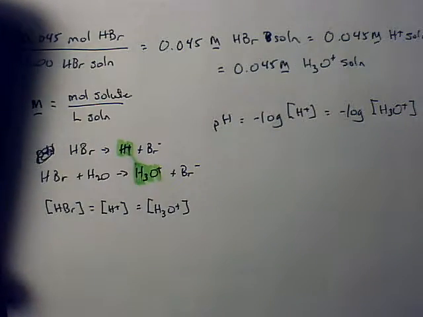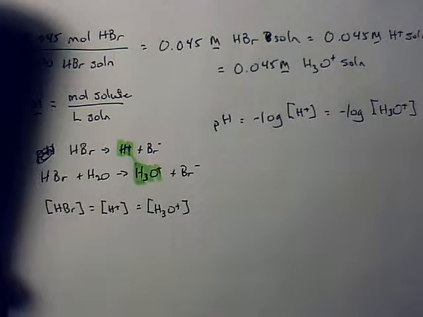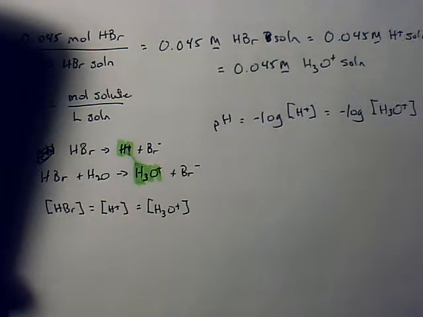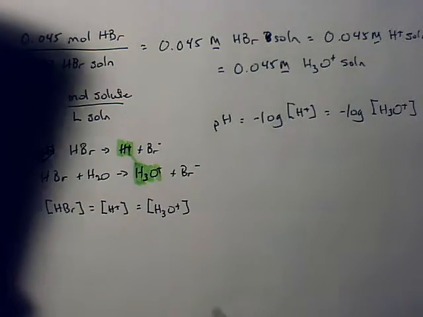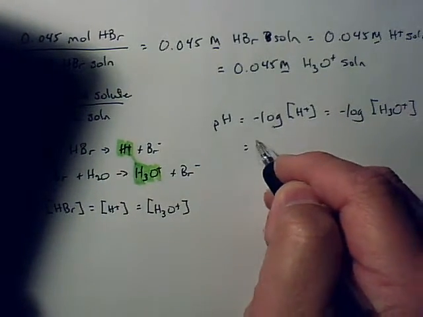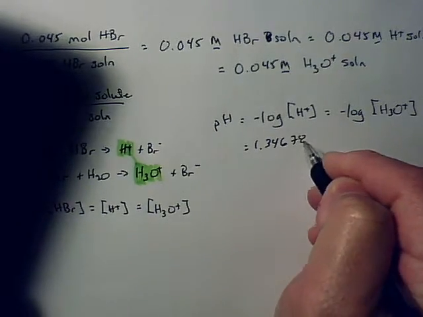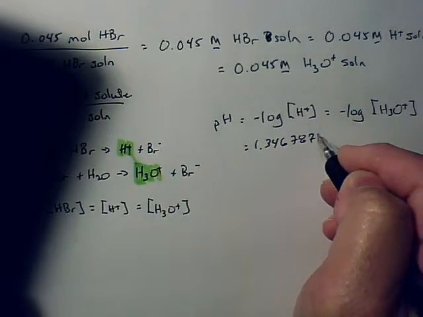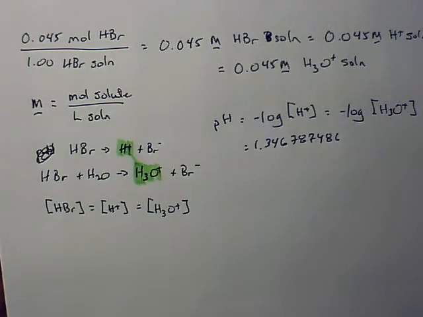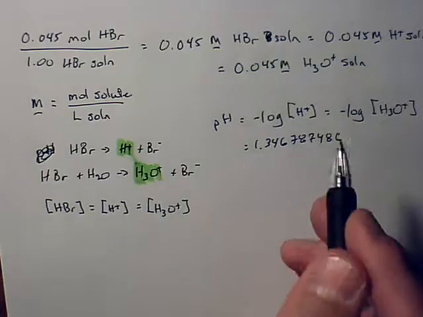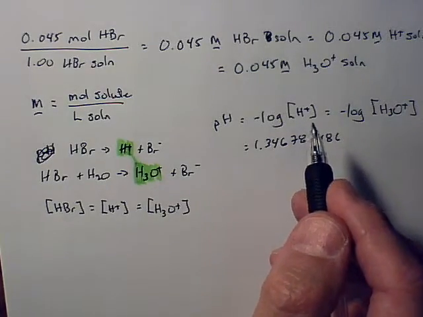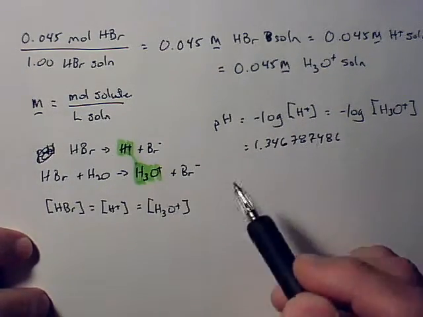So let's see, negative logarithm of 0.045, and I get 1.346787486. We haven't talked about how to round that off. There actually is a separate set of rounding rules for logarithms and exponents.